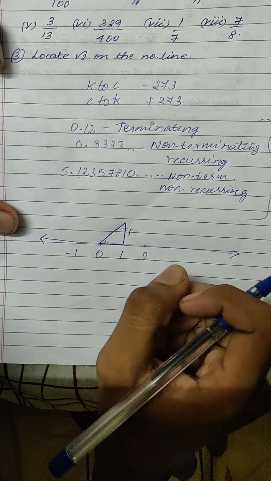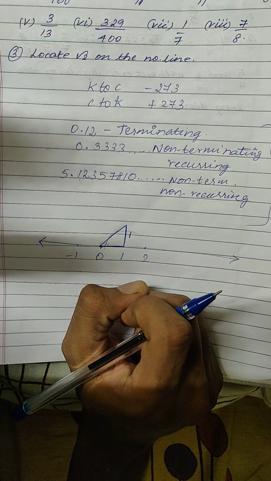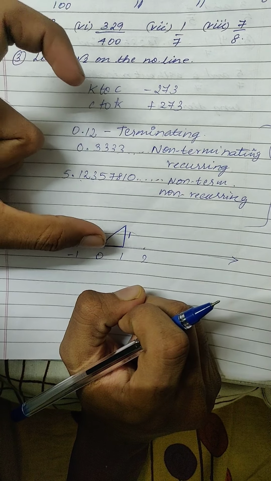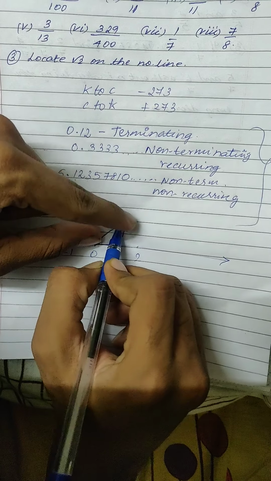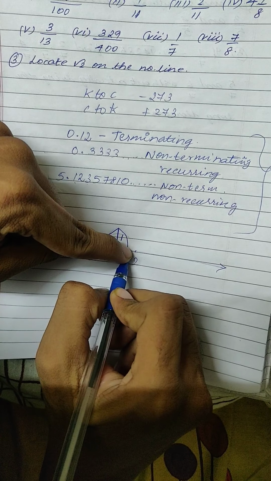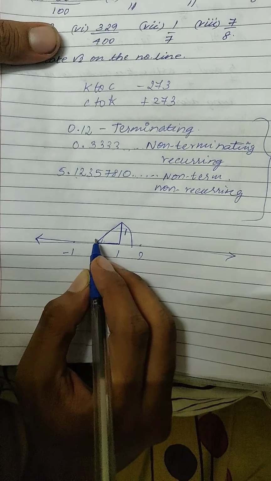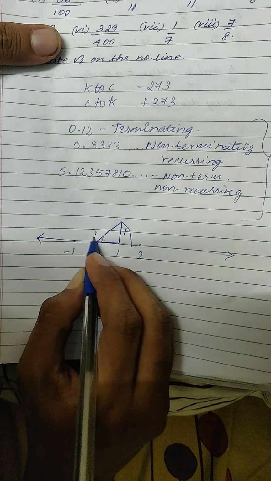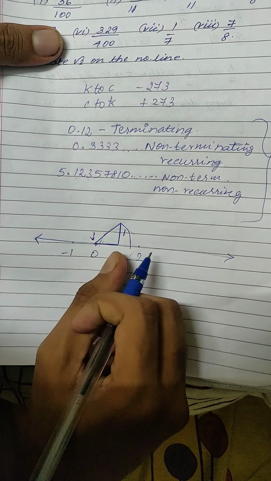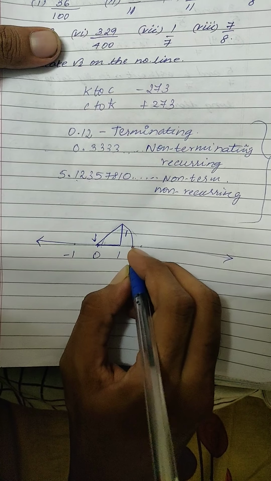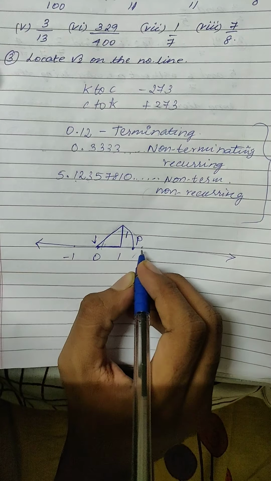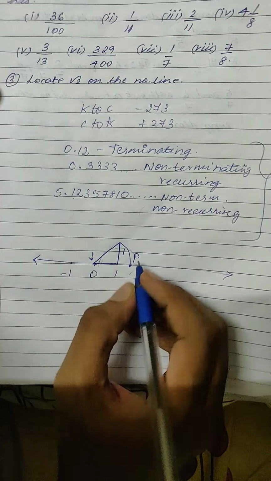Now keep the compass needle at 0, and the pencil should be at this point. Then you should draw an arc. You have to keep the needle here and the pencil here, and draw an arc. At the point where this meets the number line, you take it as P, and you write: P represents root 2 on the number line.